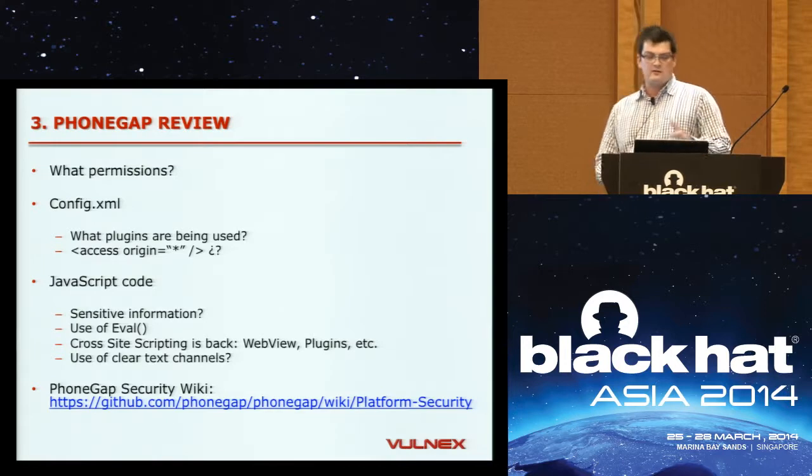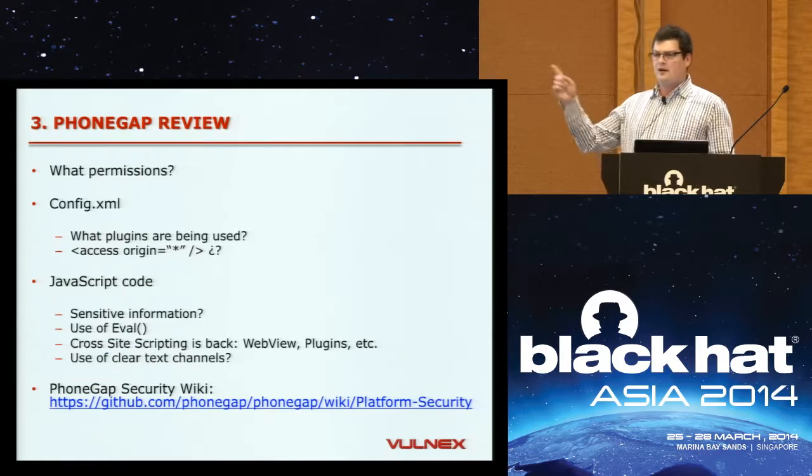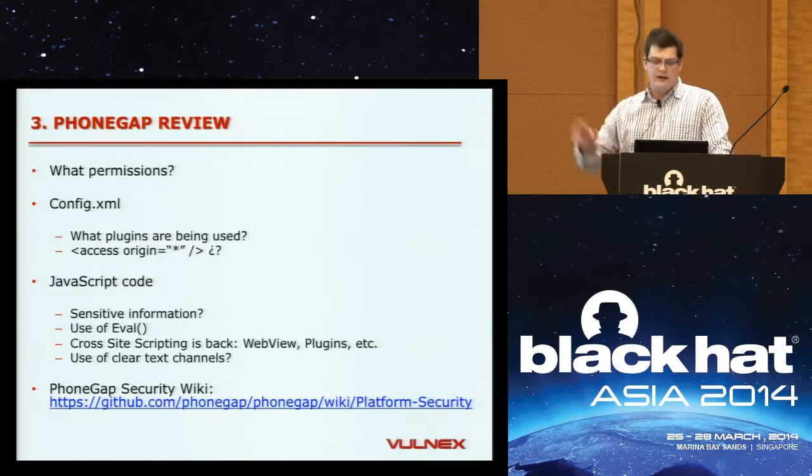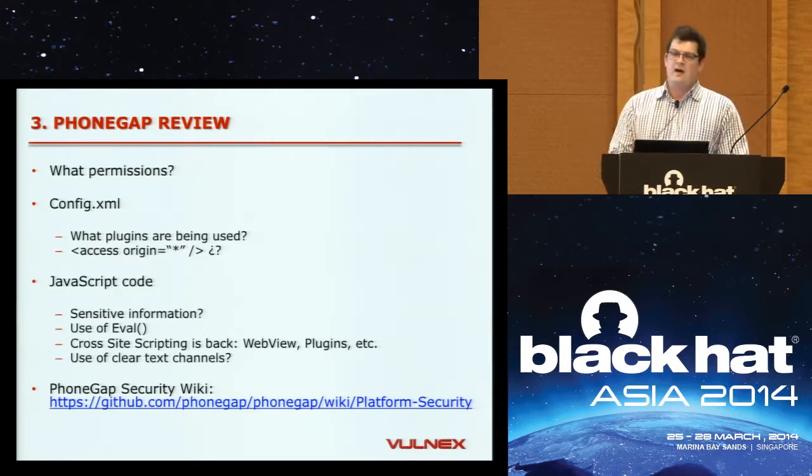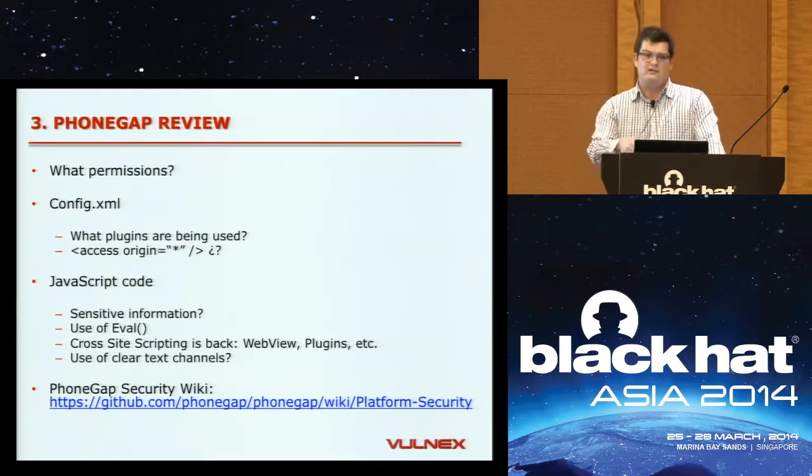We can also look at the access origin. If the access origin is a star, like there, that means that the application accepts any input from any domain. This is a security risk, because it can lead to cross-site scripting attacks if the application allows this. And actually most PhoneGap applications use access origin star, and that's very common. There's a security risk using this.